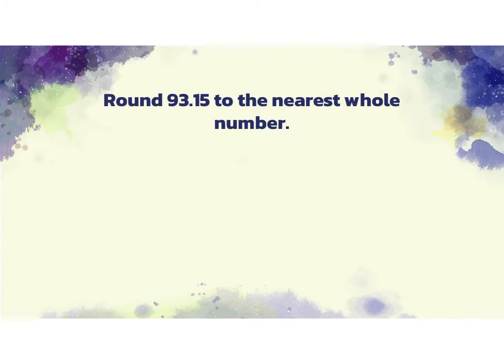When I am rounding a number, I first need to rewrite the number. My number I'm rounding today is 93.1531. Now I'm going to find the place value I'm rounding to. My problem says to round 93.1531 to the nearest whole number. In my problem, the nearest whole number would be the ones place.